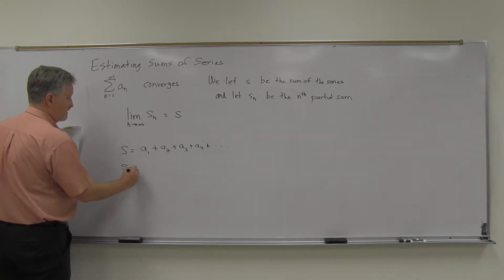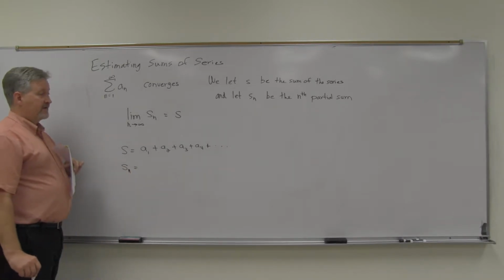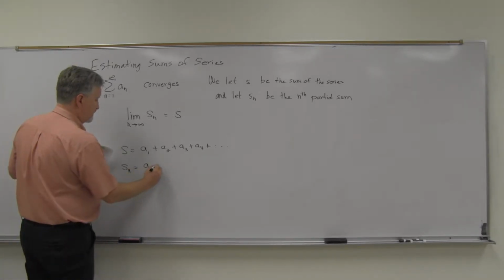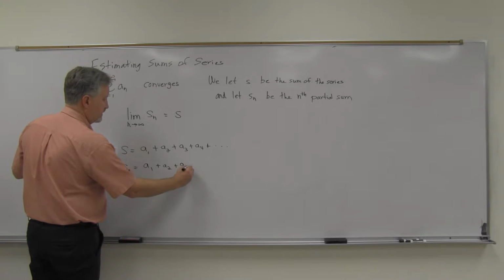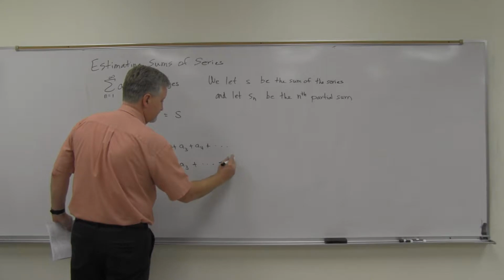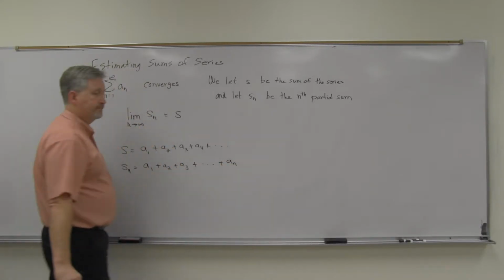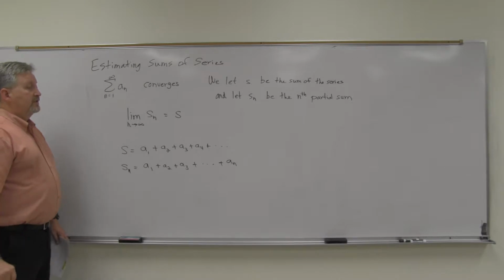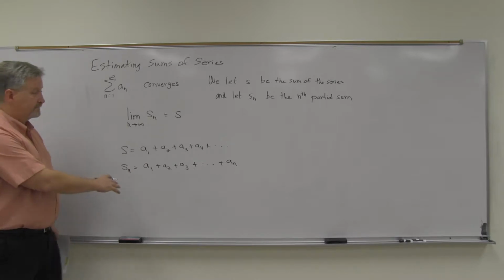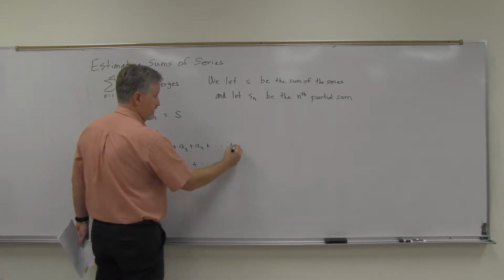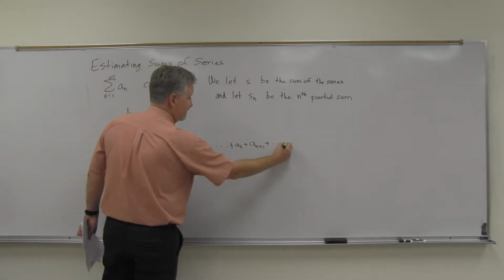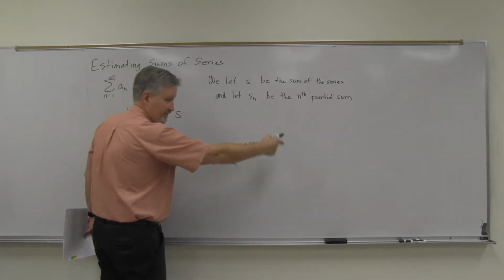Now, on the other hand, the difference between S sub n and S is that S sub n stops: a sub 1 plus a sub 2 plus a sub 3, and only goes out to the nth term. Okay? Well, here's the deal. S contains S sub n because the a sub n term is in there. It's just that S doesn't stop there, it keeps going. There'll be another term after that, another term after that, to infinity.